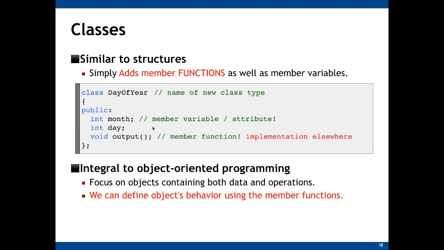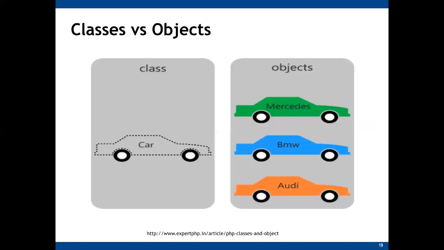So class is a key concept in the object-oriented programming paradigm, and member functions define the behavior of the objects, and the member variables define the data of the objects. So then what is the relationship between class and objects? You can think that class is a blueprint or template of objects, and an object is an actual instance of the class.